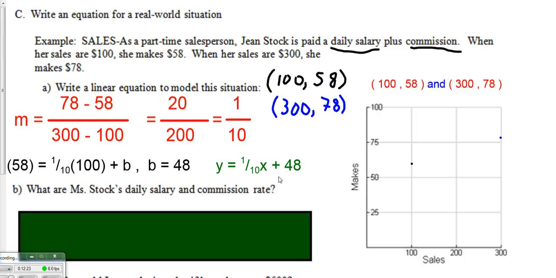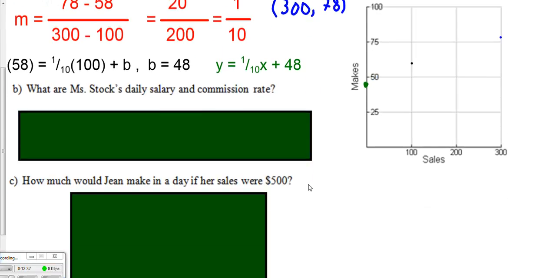Okay, this is telling us we start on our y-axis at 48. So I guess we can even plot that. I'm going to use green. Plot that about right there, saying we start at 48. Okay. According to this equation, what are Mrs. Stock's daily salary and her commission rate?